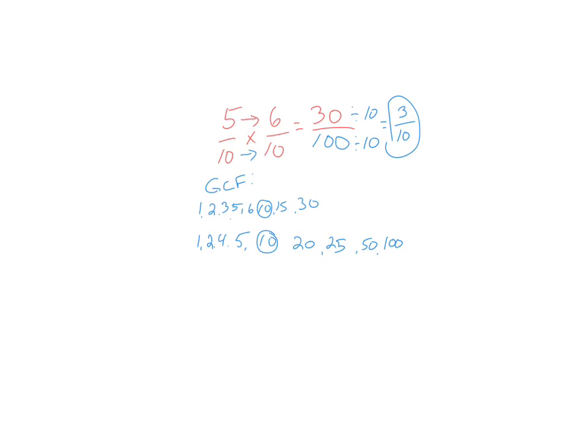Okay, pretty straightforward, not too tricky. Like I say, it's just straight multiplication. Numerator times numerator to get a new numerator, denominator times denominator to get a new denominator, and then simplify if you have to.